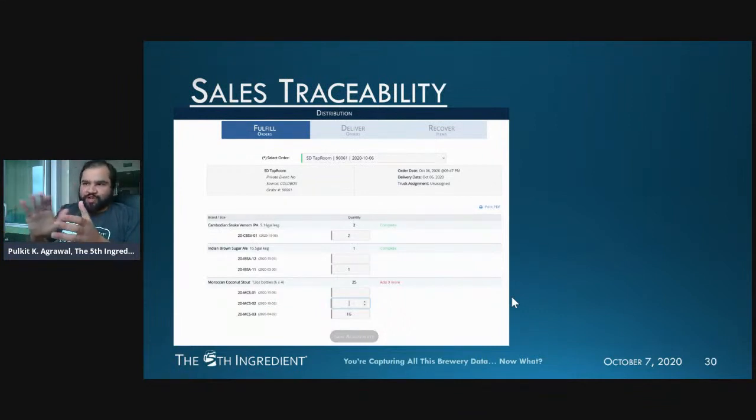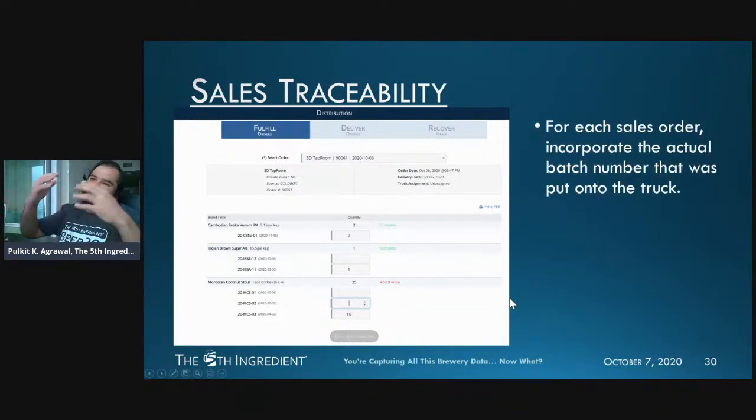Now, this is a really cool module. We're actually rolling this out next week as a brand new module in the Beer 30 platform. And the really cool thing about this is that the mentality really needs to be, as people are making sales orders, depending on how far down the rabbit hole you want to go, that for each sales order, you actually want to incorporate the actual batch number that was put onto that truck, right? This becomes a really awesome way to dive in. In this example here, in order to go to SD Tap Room, I have 2 kegs of my Cambodian Snake Venom IPA, 1 keg of my Indian Brown Sugar Ale, and 25 cases of my Moroccan Coconut Stout bottles.